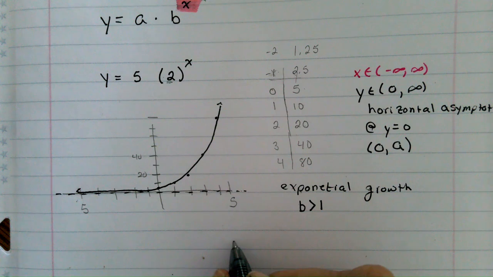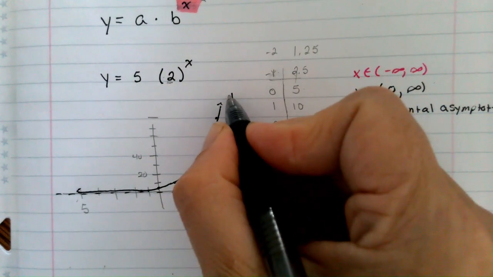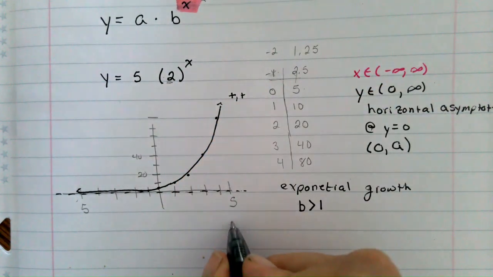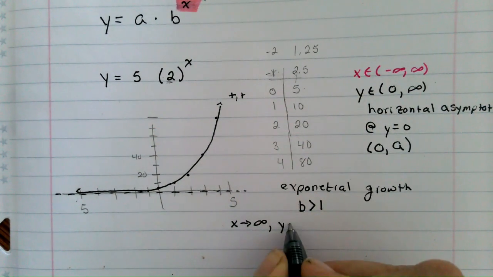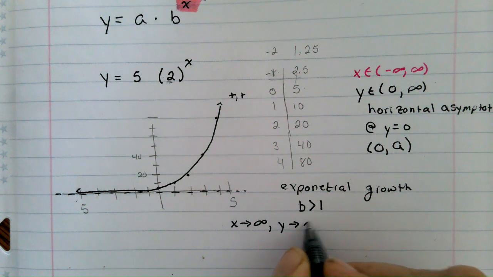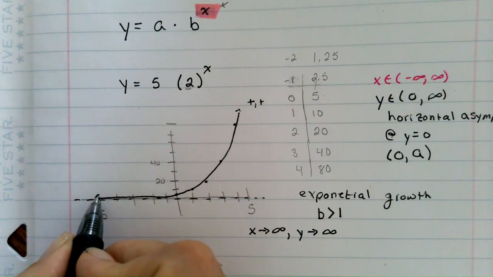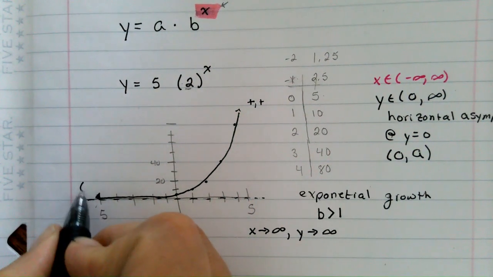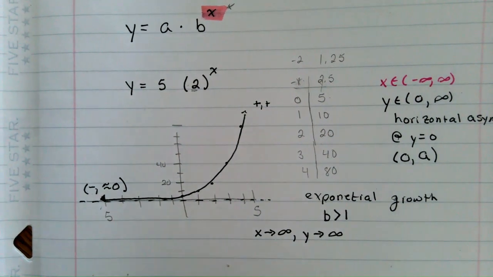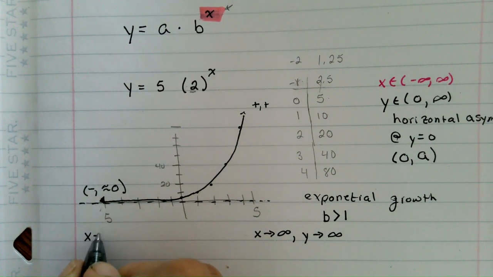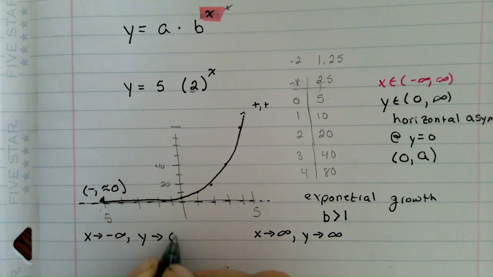And here, remember this quadrant is positive, comma, positive. So as x approaches positive infinity, y is approaching positive infinity. Now this axis, this arrow right here, is at a negative number and about 0, correct? So over here we would say as x goes to negative infinity, y approaches 0.